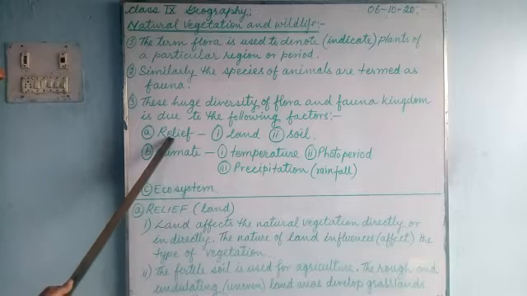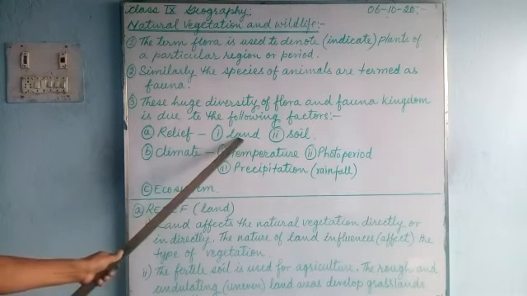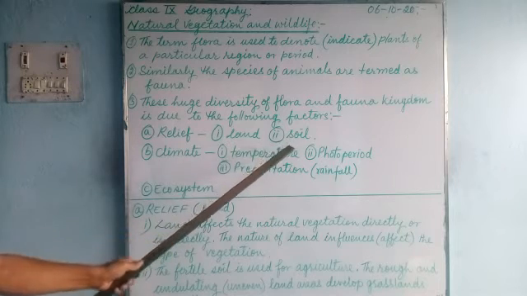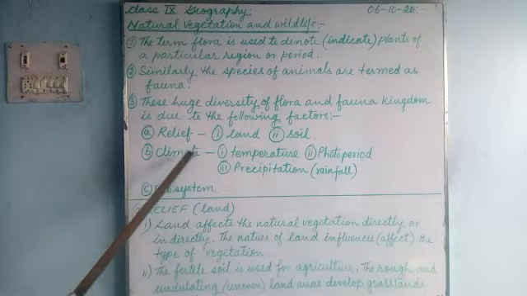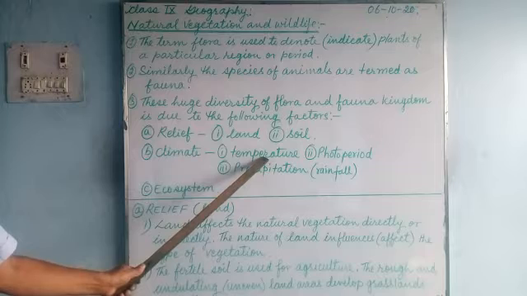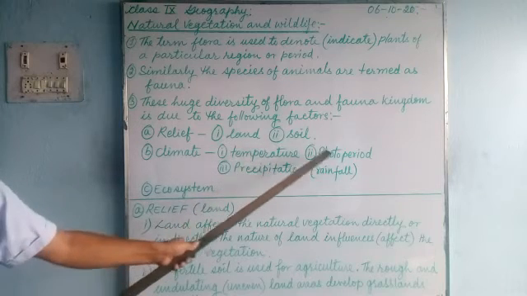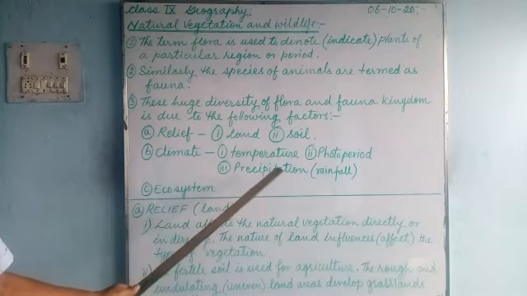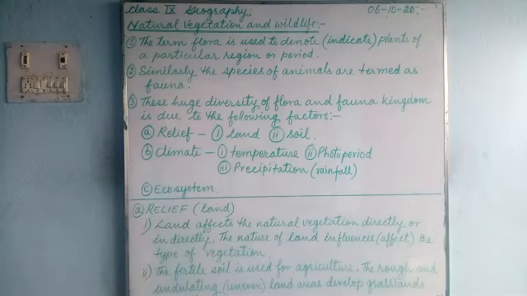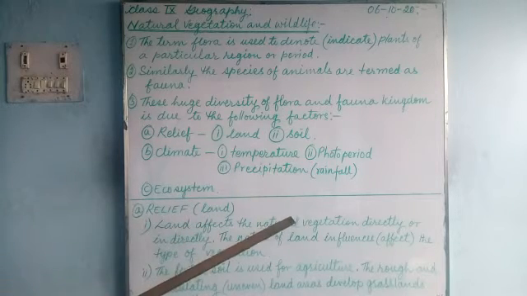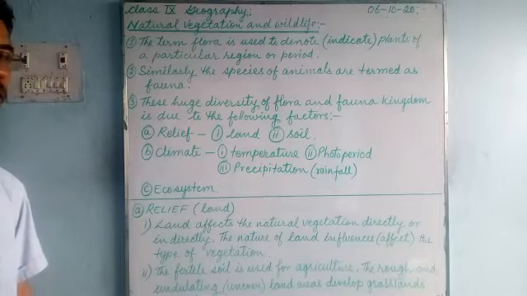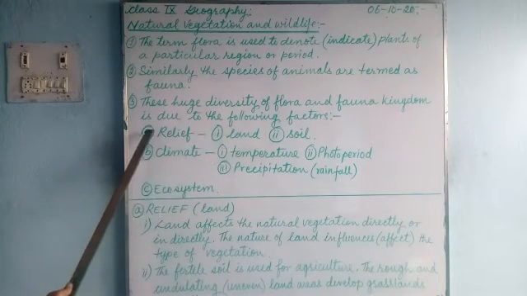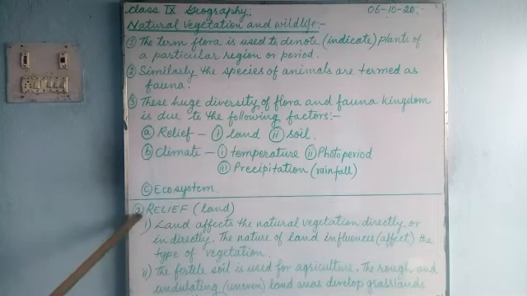We'll talk today about relief, land. In our next class we'll talk about soil. Then we'll talk about climate. For climate we'll talk about temperature, then photoperiod, then precipitation. So it has got different divisions. We'll talk about them one by one, and the only thing you need to do is pay attention. So today we'll talk about relief, land, which is A1.